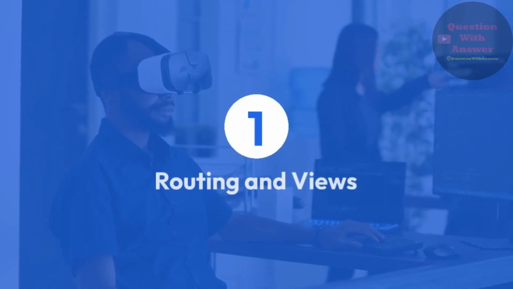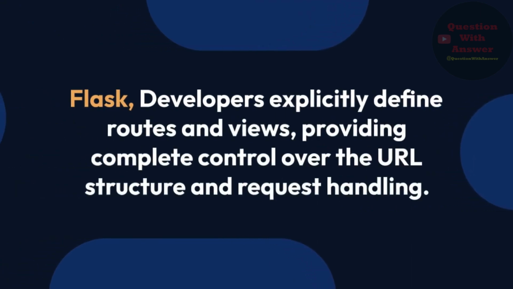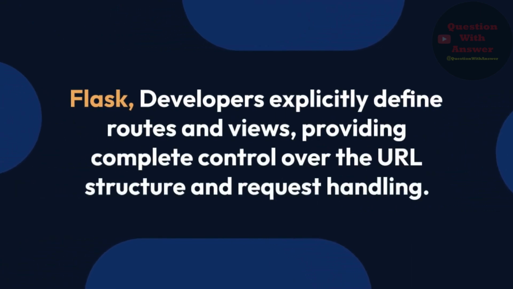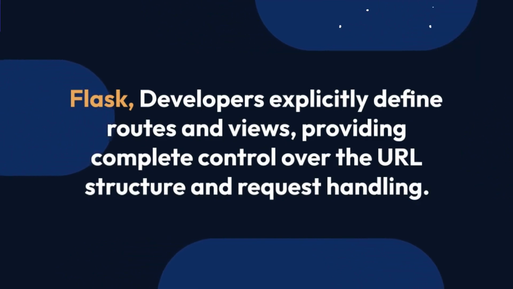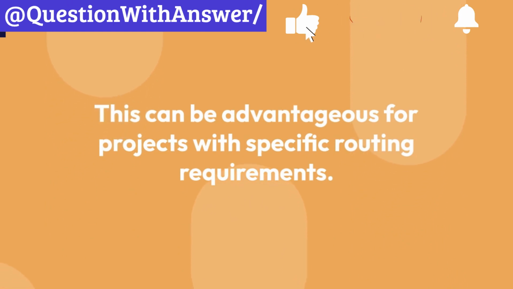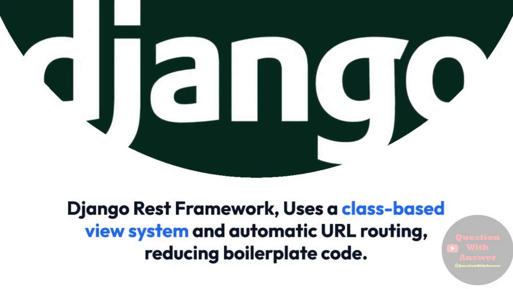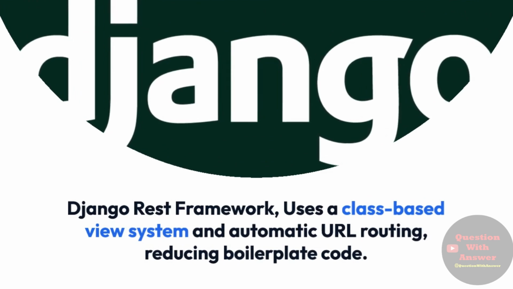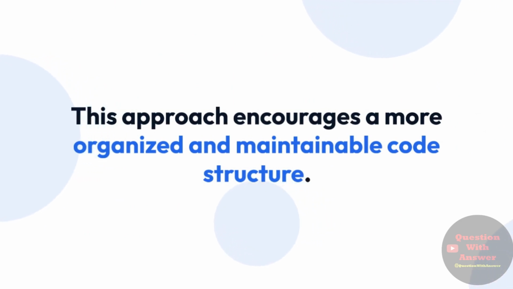Feature comparison between Flask and Django Rest Framework. 1. Routing and views. In Flask, developers explicitly define routes and views, providing complete control over the URL structure and request handling. This can be advantageous for projects with specific routing requirements. Django Rest Framework uses a class-based view system and automatic URL routing, reducing boilerplate code. This approach encourages a more organized and maintainable code structure.